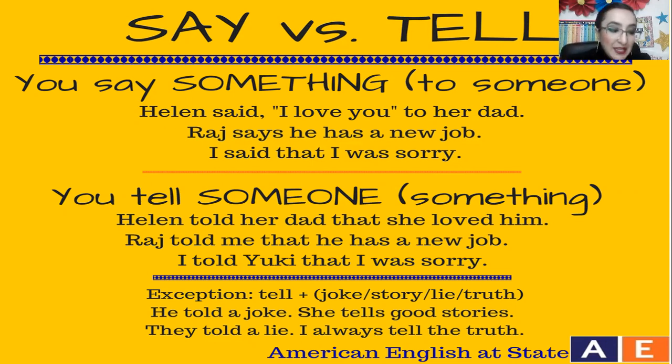But one more time, here we are going to have exceptions. Tell a joke, story, lie, or truth. He told a joke. She tells good stories. They told a lie. I always tell the truth. These situations are not going to be working with the verb say. They are going to be working with the verb tell. Can you see the difference between say and tell? Say something to someone. Tell someone something. And be careful with the exceptions that we are going to have.